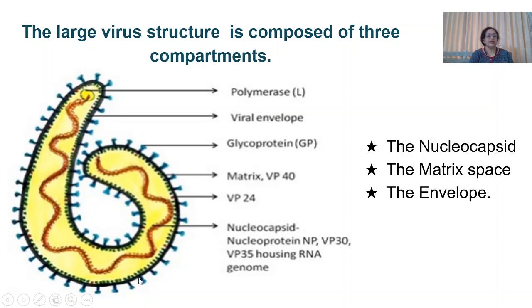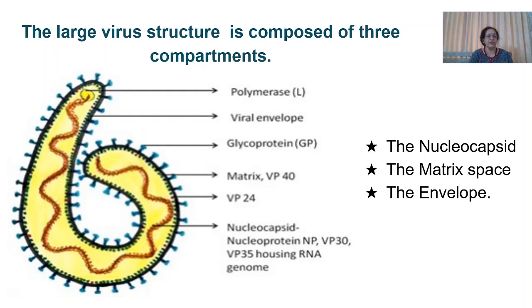Here also that 6-shaped virus, Ebola virus, is primarily composed of 3 compartments. These 3 compartments are the nucleocapsid, see here, this one is the nucleocapsid. The matrix space, this one is the matrix space. And lastly, the envelope, this one is the viral envelope. So it is composed of these 3 main compartments.